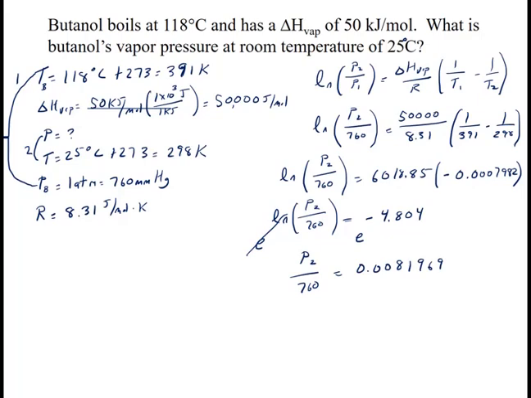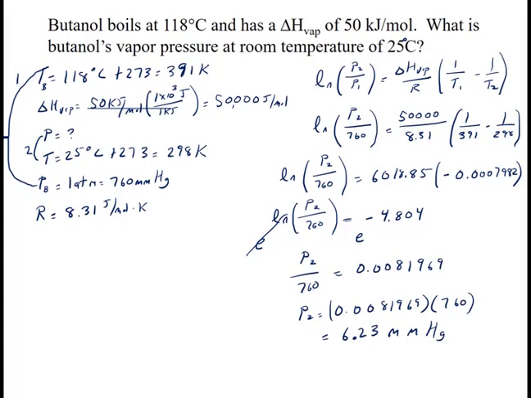Okay. Now to solve for P2, I multiply both sides by 760, so P2 is going to be 0.008169 times 760. And so I get 6.23, and the units of that is millimeters of mercury.